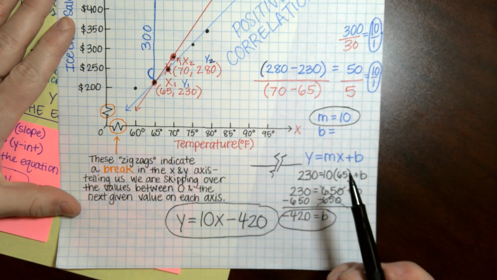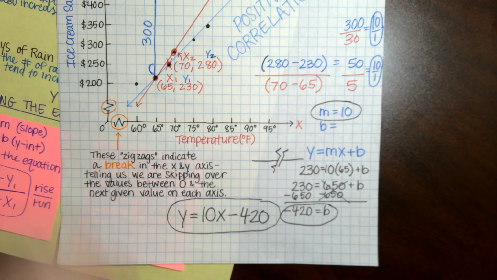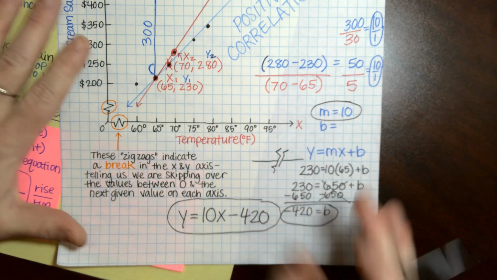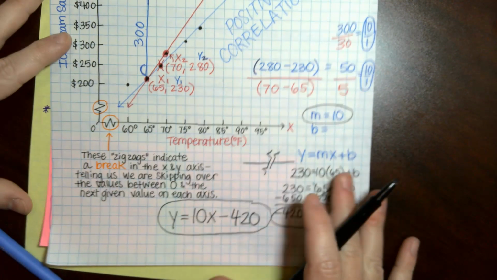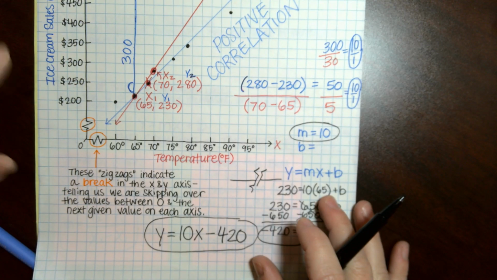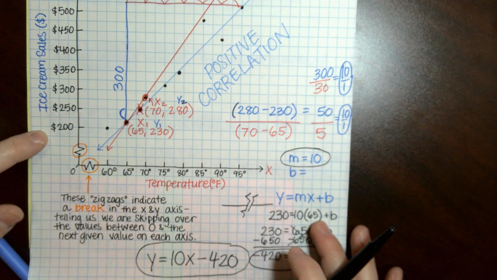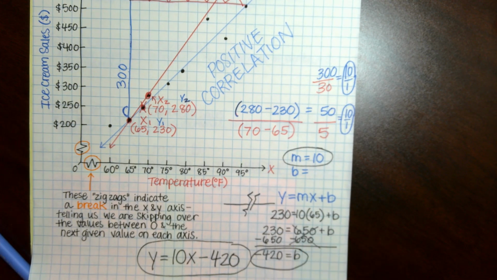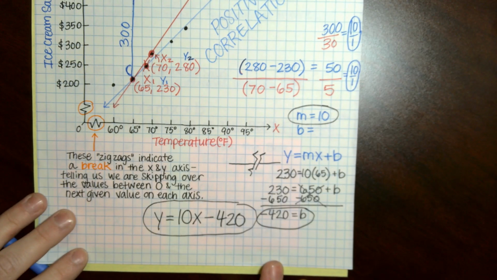How about when it's 32 degrees, when it's freezing? Yes, Erica. It would be interesting to see at what point there's 0 sales. That's a great idea. So maybe we could figure out how cold it has to get for our ice cream sales to be at $0. How would we do that? What do we think?